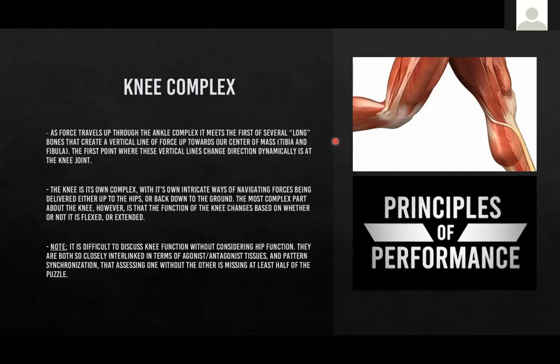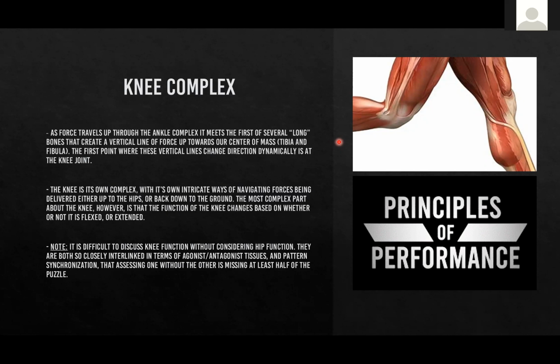I'm sorry. As force travels up through the ankle complex, it meets the first of several long bones that create a vertical line of force. Remember, force likes to travel in straight lines up towards our center of mass. So this moves through our tibia and our fibula. The first point where these vertical lines change direction dynamically is at the knee. So if I'm standing in a straight line, then the force is moving in a straight line from my foot all the way to my spine.